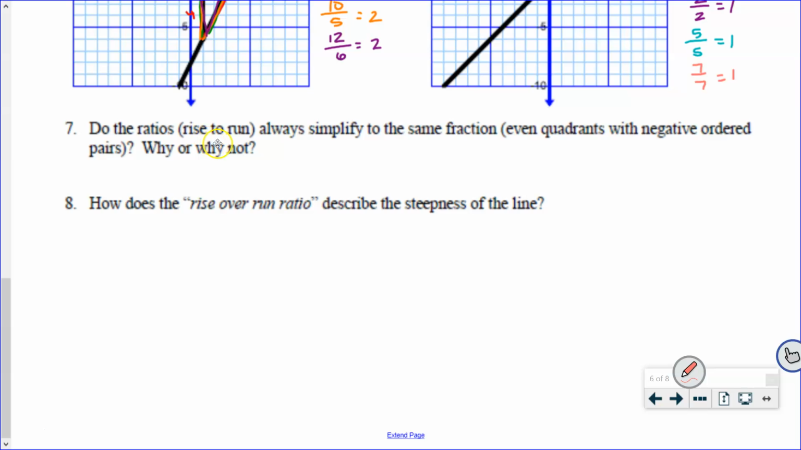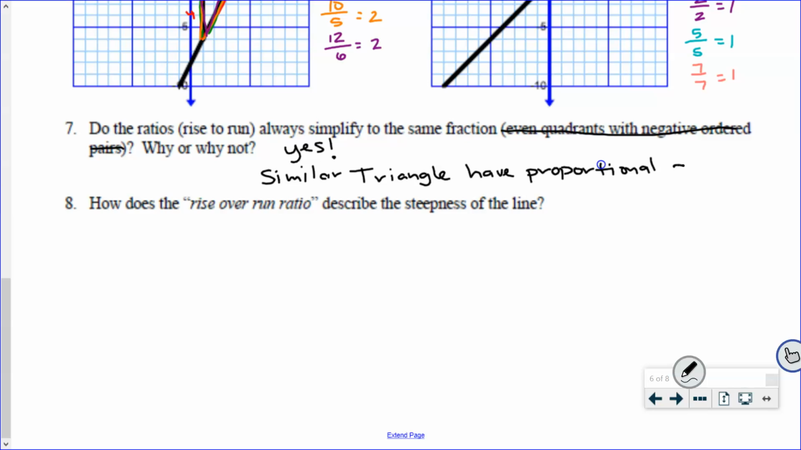Do the ratios of rise to run always simplify to the same fraction? Don't even worry about this. I don't like those words. We're ignoring those words. Do they always simplify to the same fraction? Yes. They always do. Why? Well, because like we have mentioned multiple times before, these triangles are similar. So similar triangles have proportional sides.